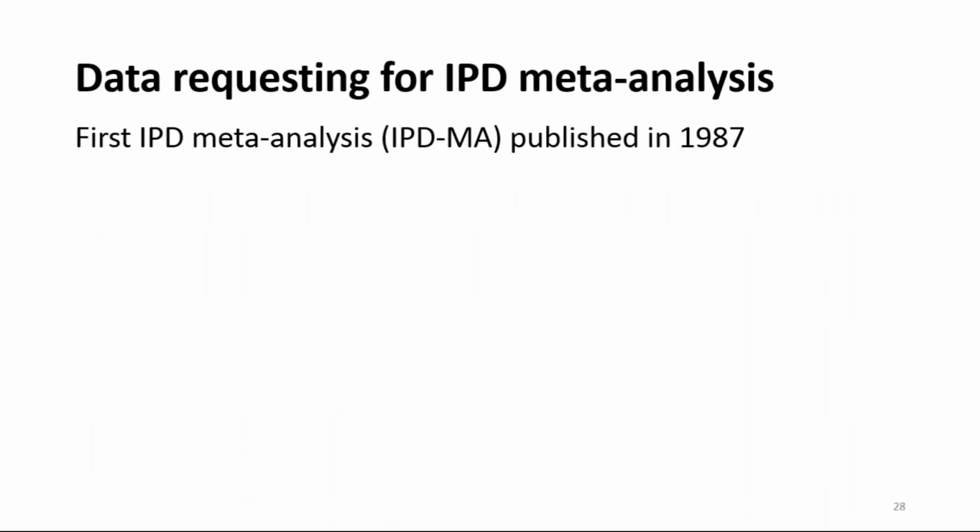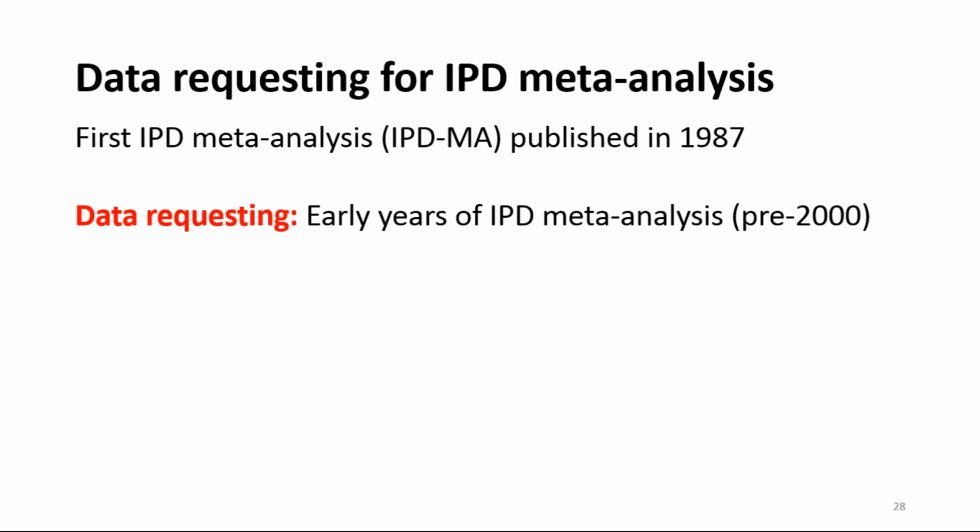So we've decided that we need IPD for this analysis. So we need to go about requesting this data. So I'm going to give a brief history lesson now, thinking back to the first IPD meta-analysis, certainly the first one that I can find, published in 1987. What was the landscape of data requesting like back in those early days?